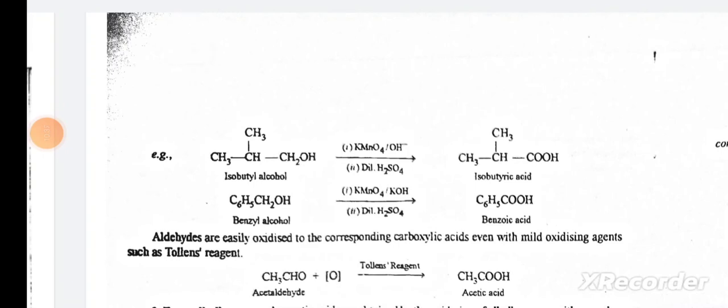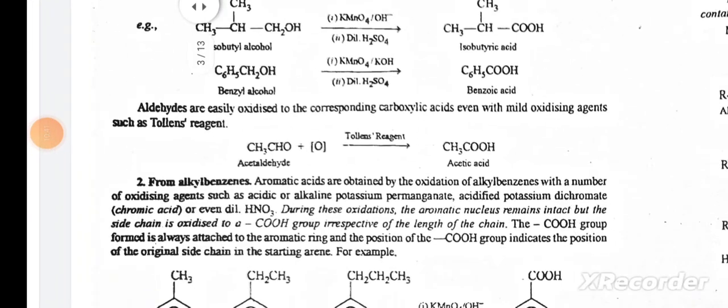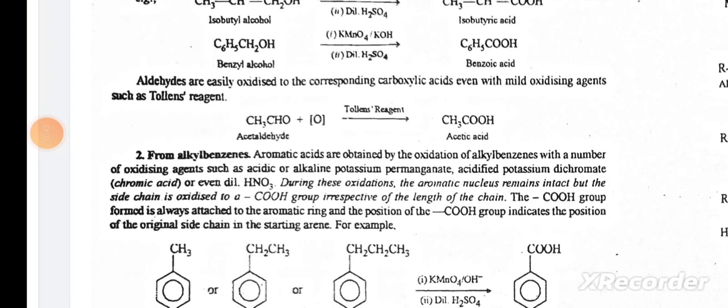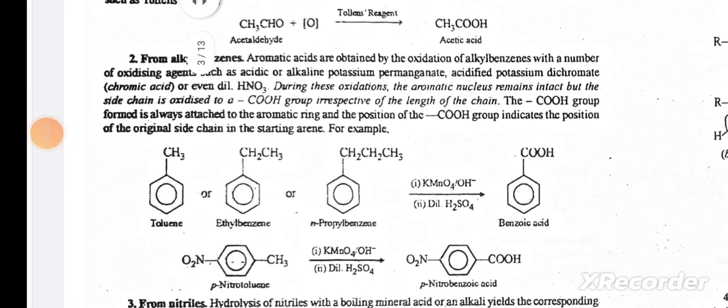Example, isobutyl alcohol to isobutyric acid, benzyl alcohol to benzoic acid. Aldehydes are easily oxidized to the corresponding carboxylic acids even with mild oxidizing agents such as Tollens reagent, acetaldehyde to acetic acid. From alkyl benzenes.